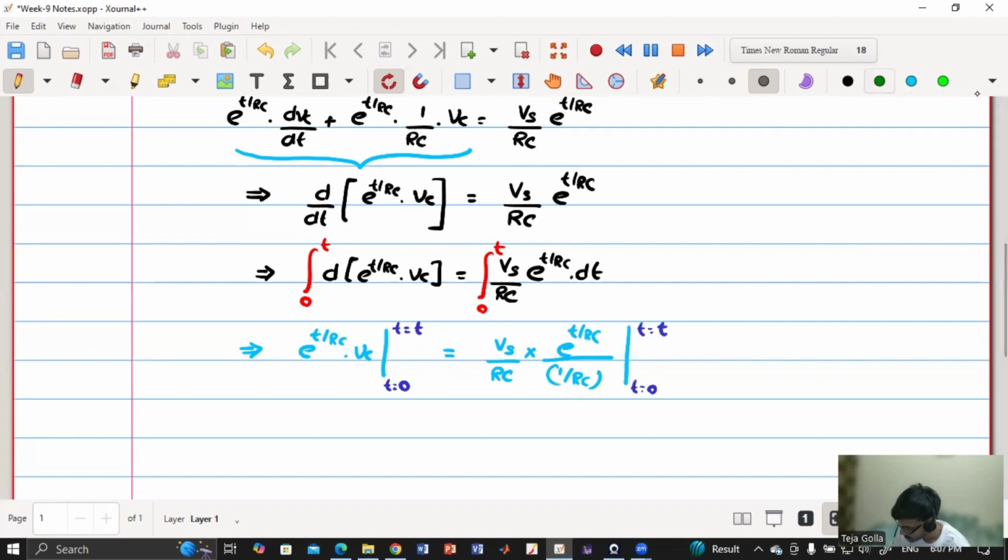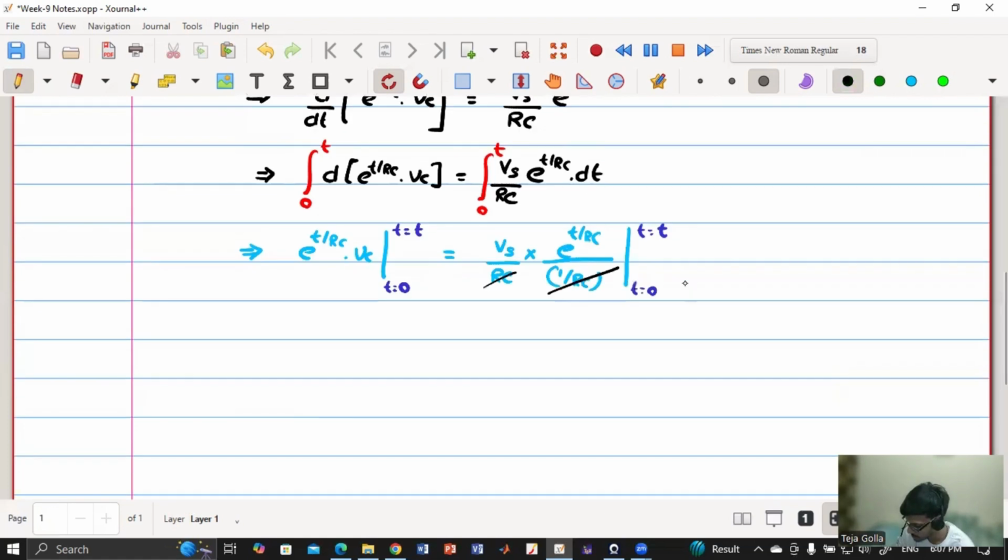Now if you see, RC and 1 by RC get cancelled. So now if I apply the limits, I'll get something like this. At t equals t, it will be e to the power t by RC into Vc of t minus, at t equals 0, e to the power 0 is 1, and Vc of 0 is Vc of 0, which we have assumed at the beginning. And here, if you apply integration limits, then we'll get Vs into e to the power t by RC minus Vs into e to the power 0, which is 1, so minus Vs.